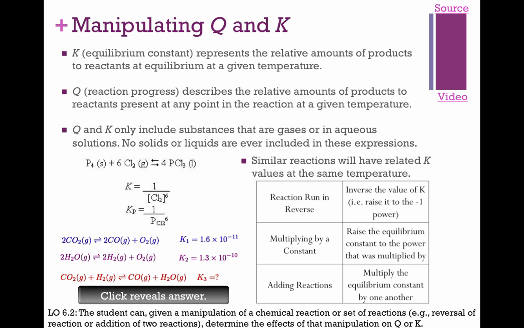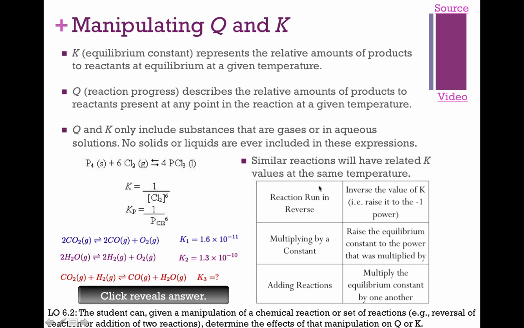And so the next thing we're going to look at is manipulating Q and K. So remember, K is an equilibrium constant. You have to be at equilibrium in order to give a value of K. Q is the reaction quotient, which is just the progress of the reaction over time. And so do you have more products, do you have more reactants, or are they equal? And then Q and K, again, only include gases and aqueous solutions, no solids or liquids.